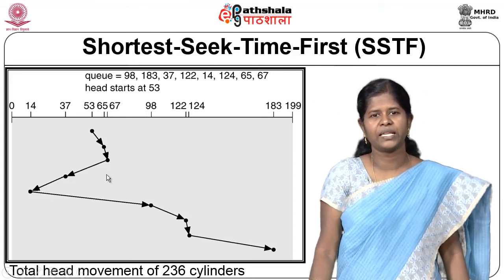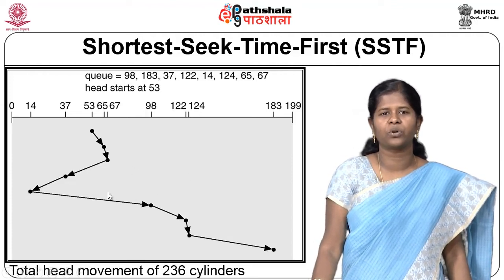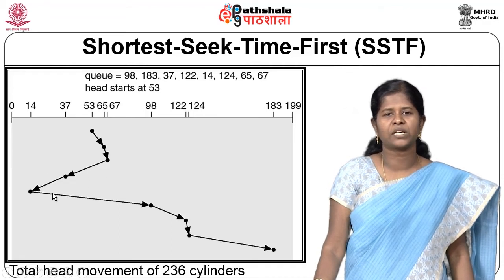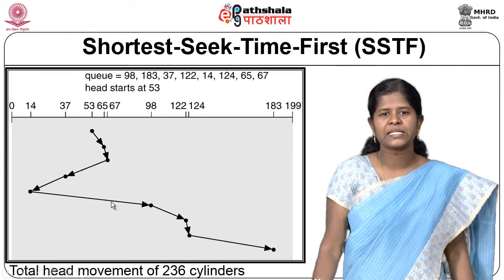Whichever request is closest to the current head position is serviced. So, here you can see that the head is not swinging back and forth, it is only servicing requests that are close to the current head position. But the problem here is that it can result in starvation.